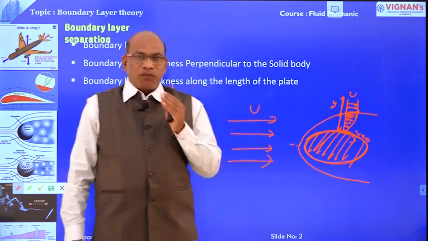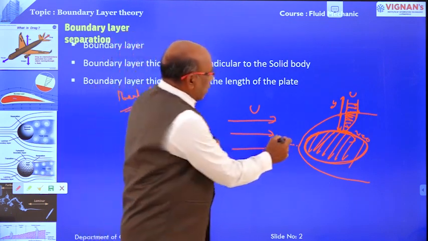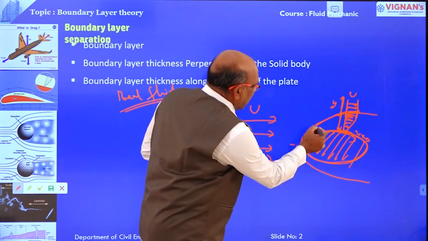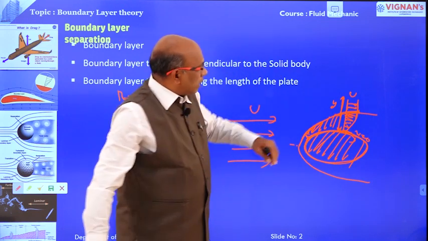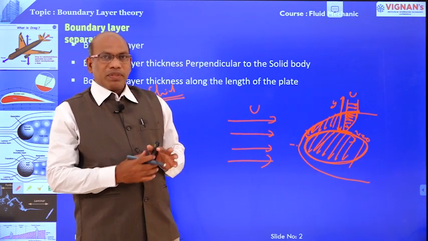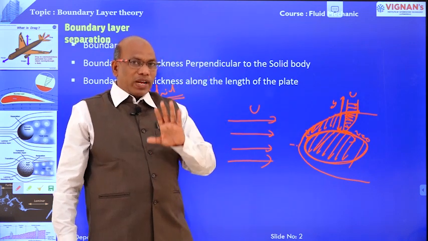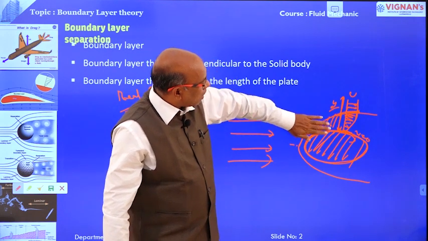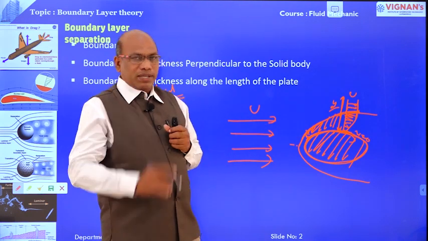The variation of velocity from zero to free stream velocity takes place very near the solid boundary, in a narrow region. The velocity varies from 0 to free stream velocity within this very small narrow region in the vicinity of the solid body. This narrow region is known as the boundary layer.